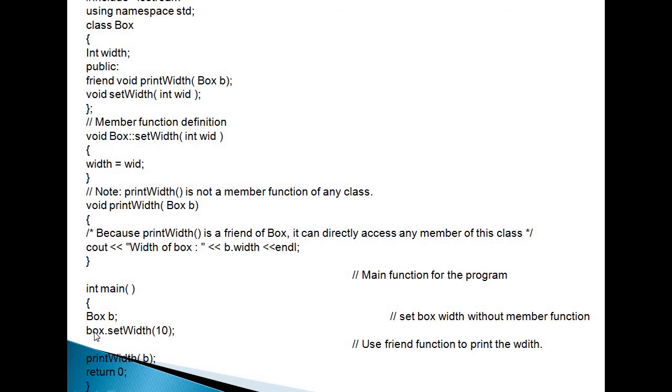Okay, it is actually some mistake. This is b dot setWidth 10 and printWidth b, and return 0.